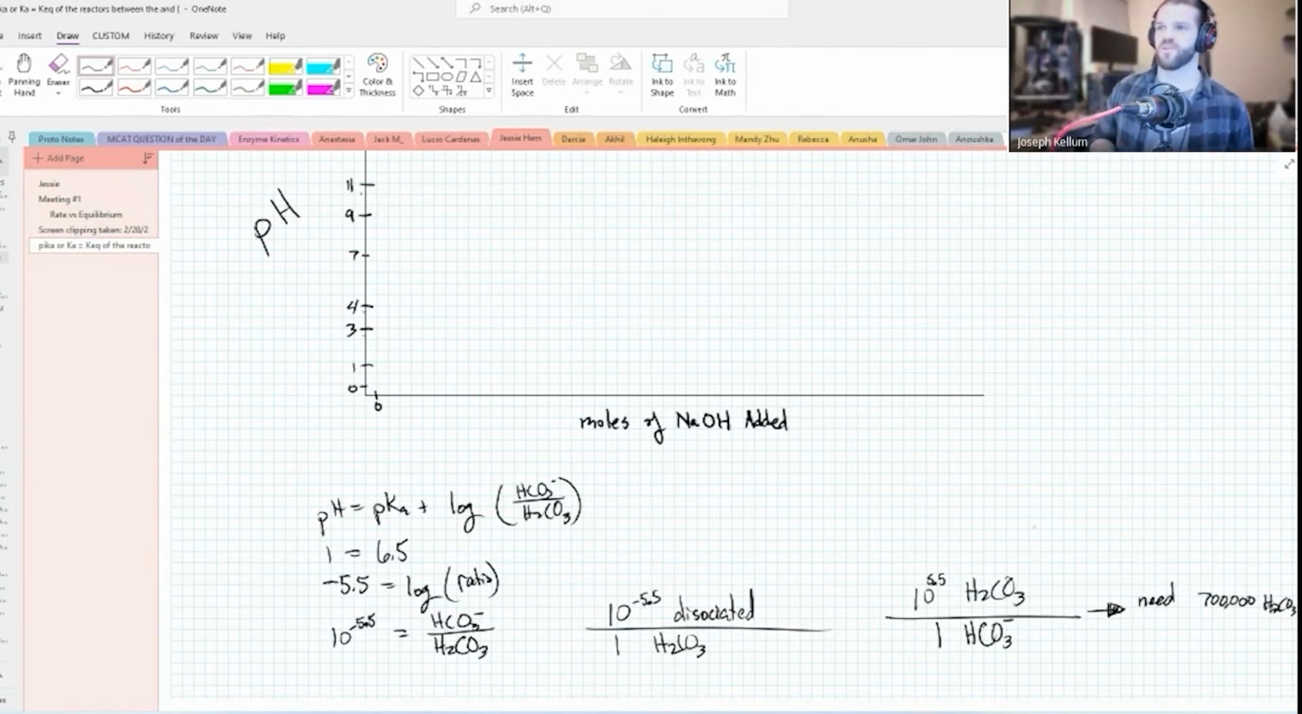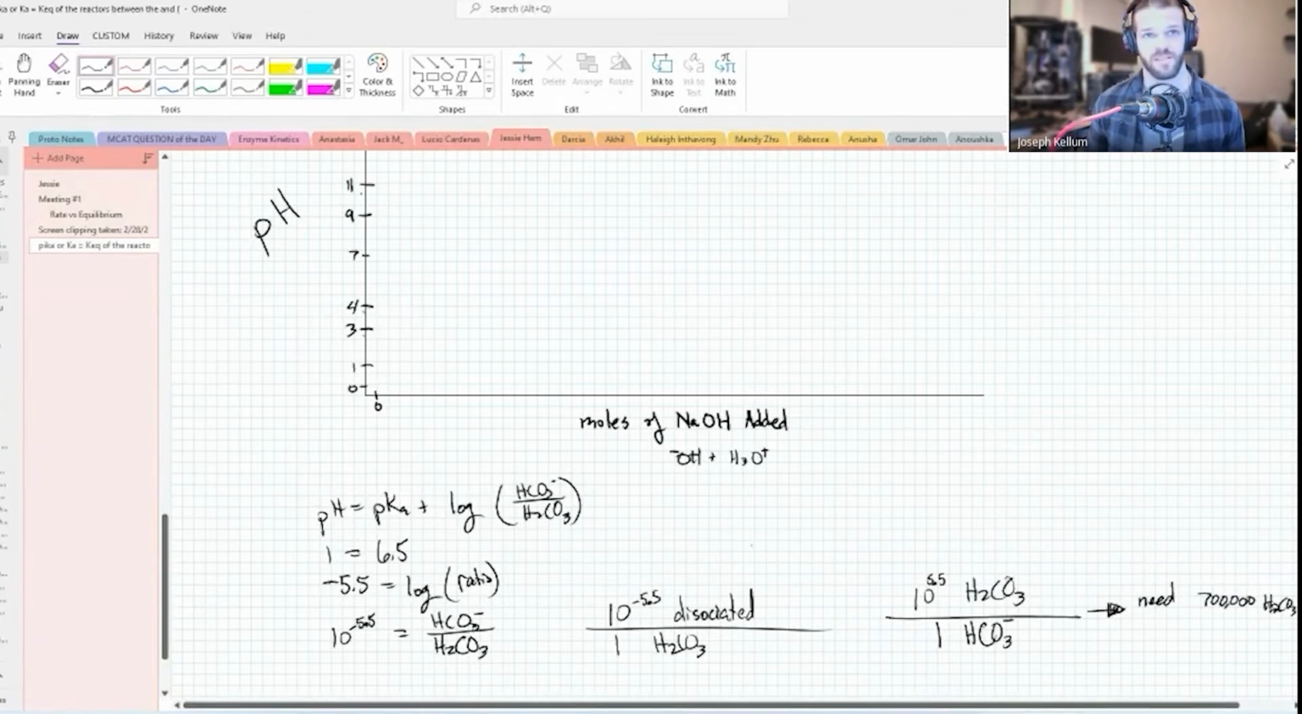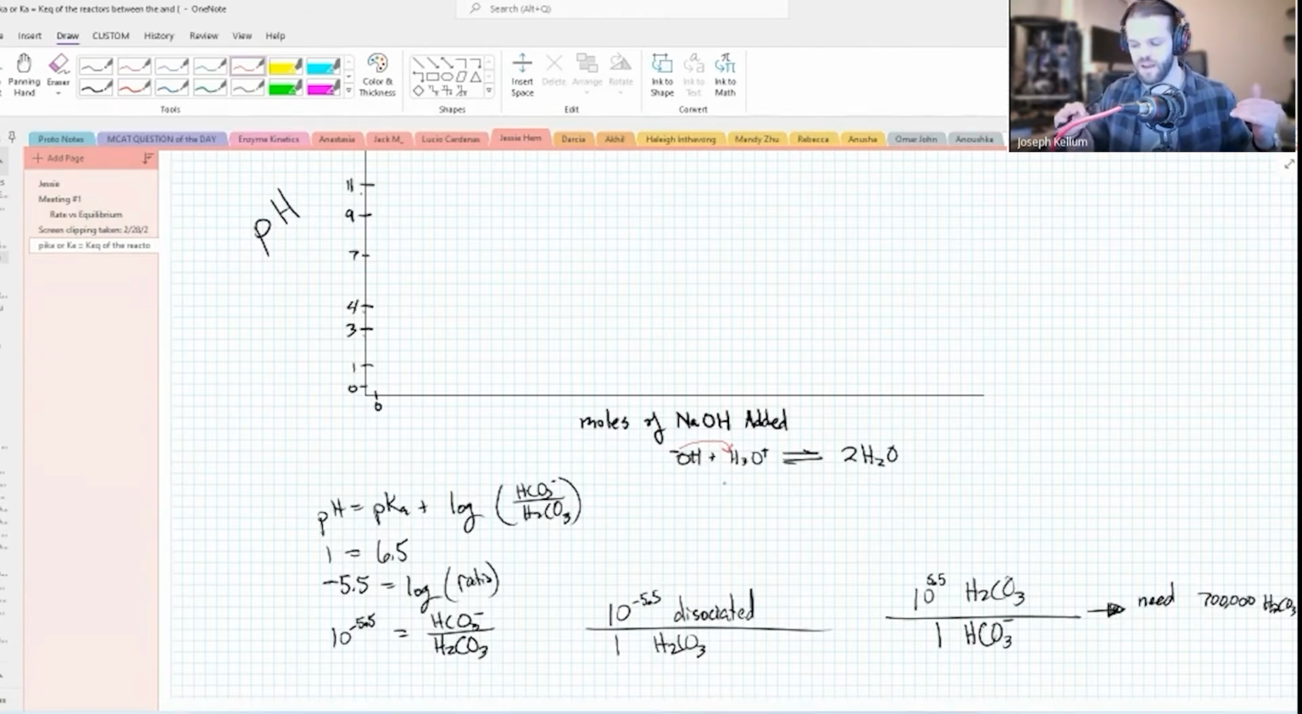Okay. So as you start to add the strong base to the solution, each NaOH you add is going to take its OH minus and react that OH minus with an H3O plus. That's going to form 2 H2Os. You just take this negative thing, grab one of these protons, and move on. That's going to happen for every single NaOH you add at the very beginning.